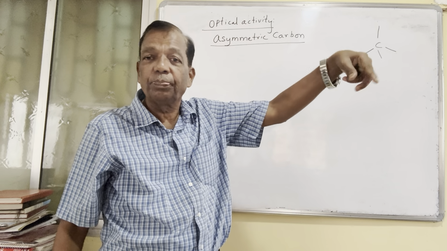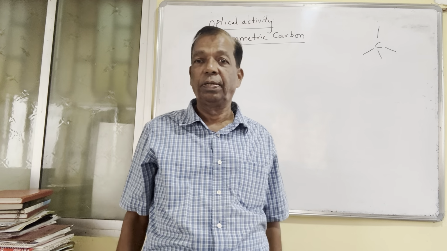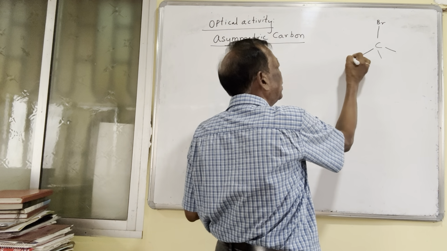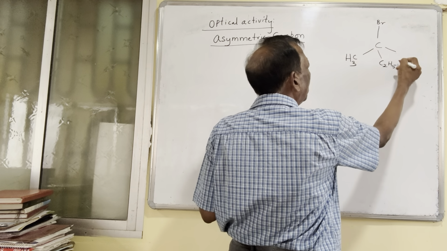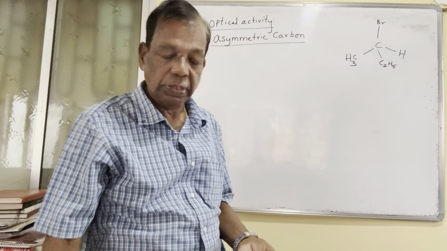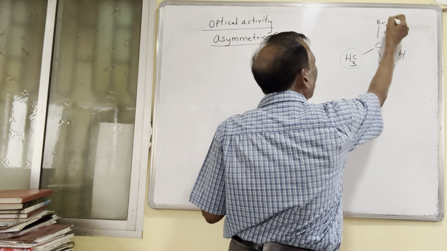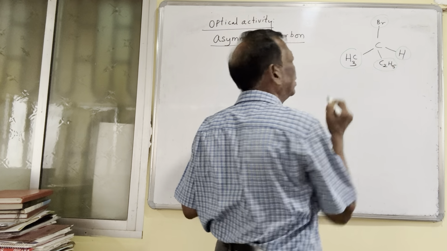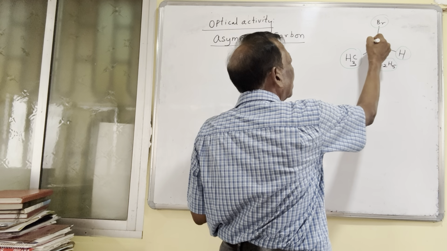And if on all the bonds there are 4 different groups attached, please follow. Let me put it here as 1 Br. One group has CH3, okay. One group has C2H5, and here there is say H. Now what you can observe, please follow. On this carbon here, 4 different groups are present. Altogether 4: one is bromine, one is CH3, one is C2H5, and one is H. Then this carbon is called asymmetric carbon.